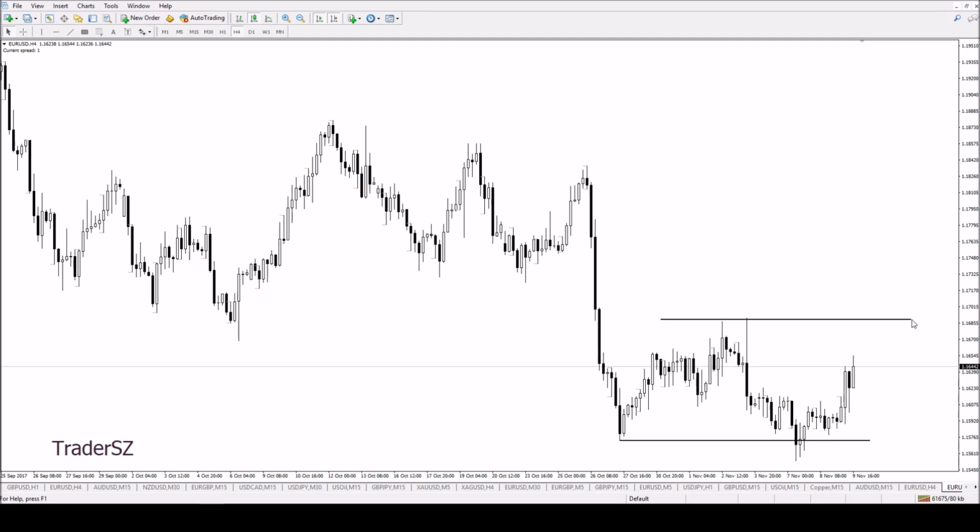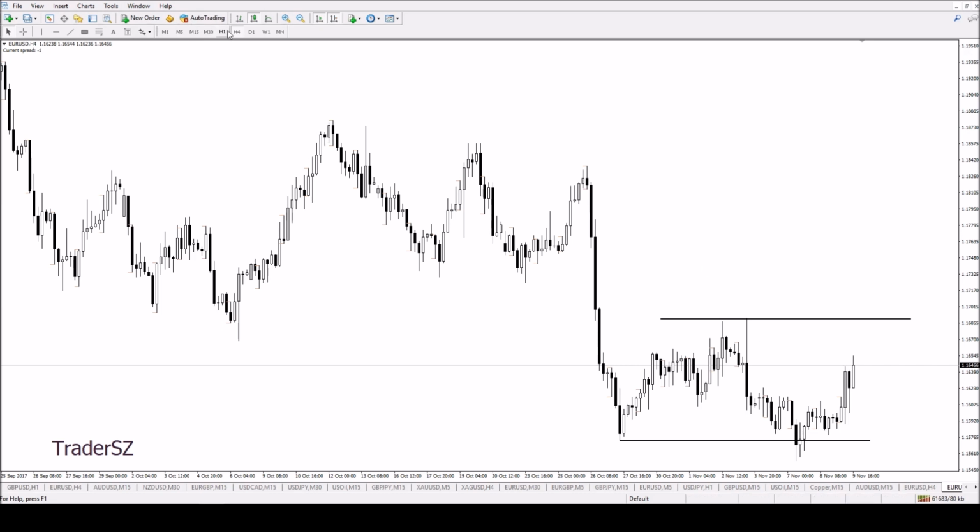Okay, so I said if it got back within the range, then what is most likely, we're going to go to the other side of the range, and as you can see today, that's happened. Now, why was I expecting an expansion?